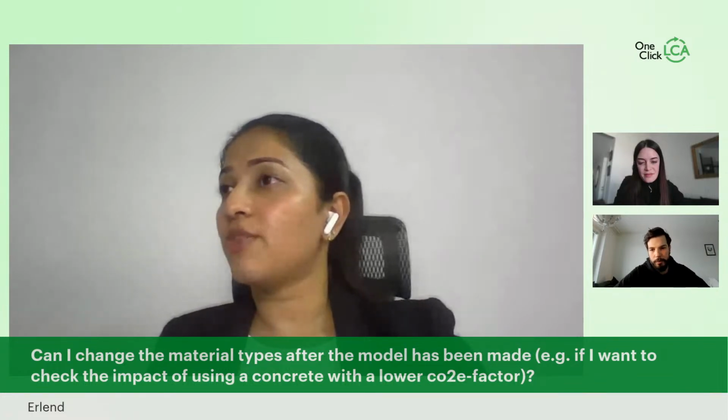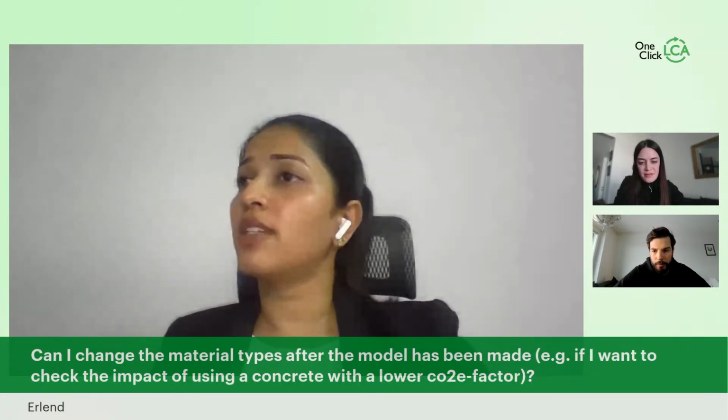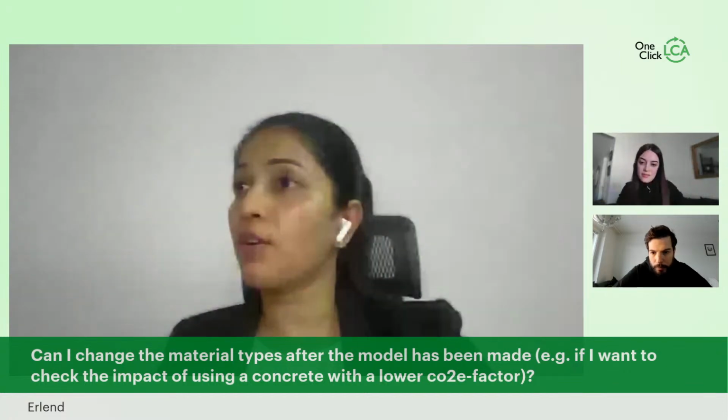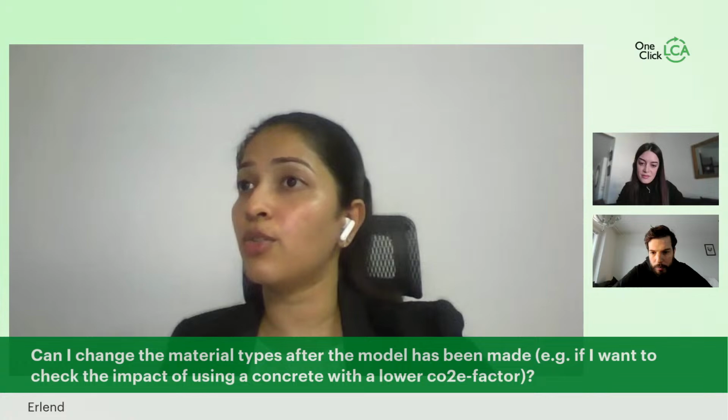We have the next question from Erland. Can I change the material types after the model has been made? For example, if I want to check the impacts of using a concrete with a lower CO2 factor?